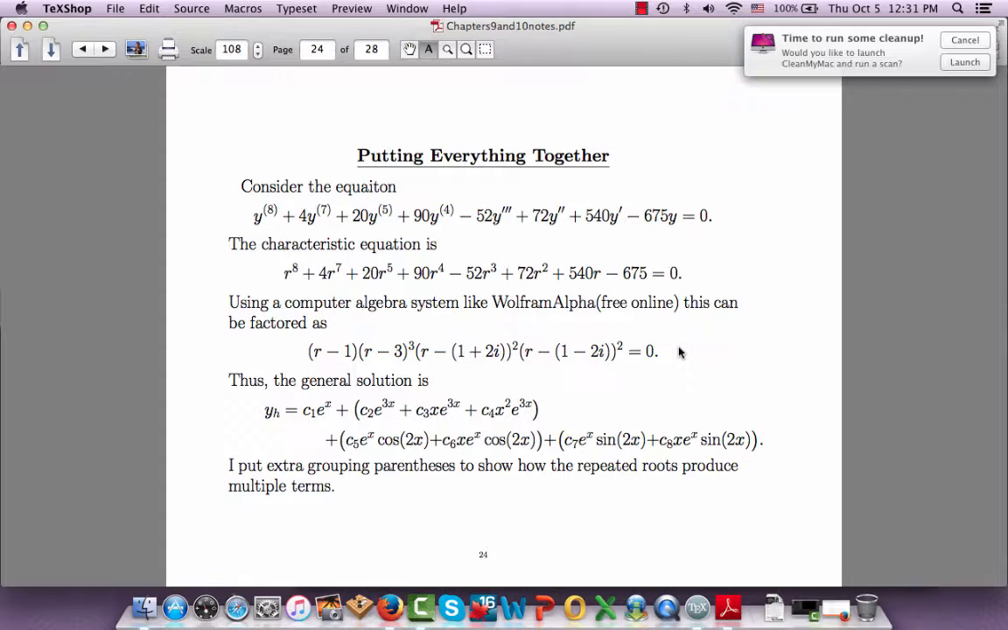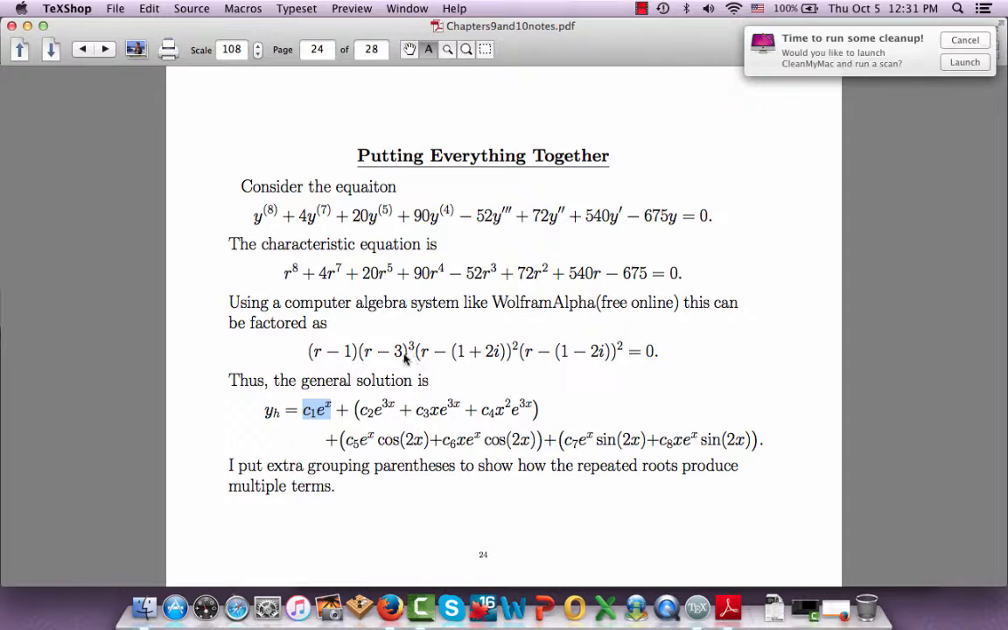So what do we do? Well, we just read off the roots. R equals 1 is a real root from this factor here, and it has a first power, so we get an exponential e to the 1x. So c1 e to the 1x is our first term.